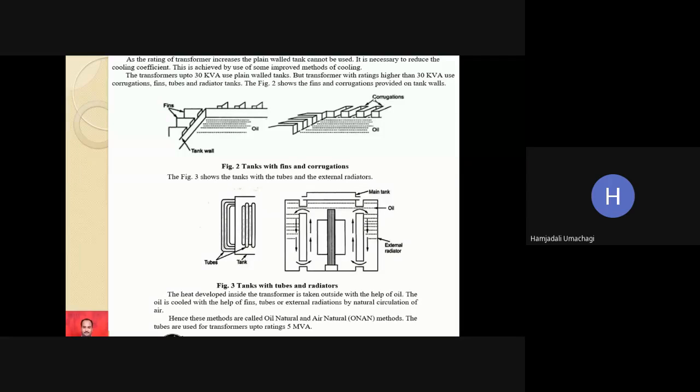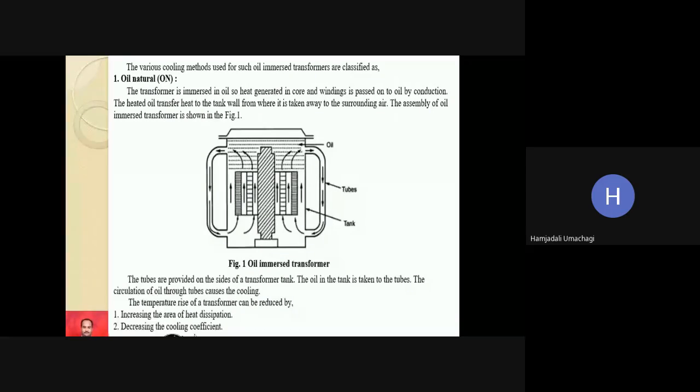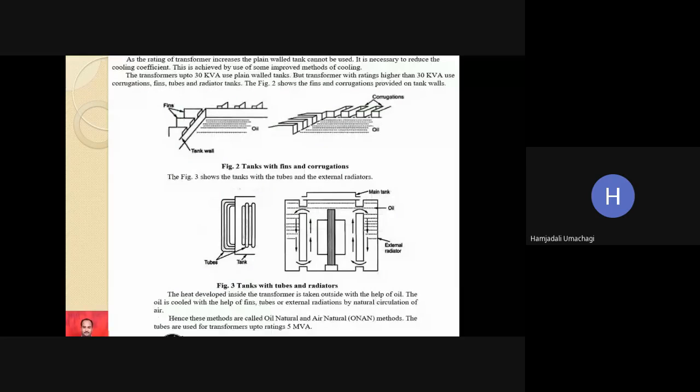By providing this kind of construction in the wall tank, the heat will be dissipated at a faster rate, and this method is going to decrease the cooling coefficient. So to have a better cooling coefficient, to decrease the cooling coefficient and to improve the cooling method, for transformers of more than 30 kVA rating, we are going to make use of fins and corrugations. This will serve better for fast cooling of the transformer.